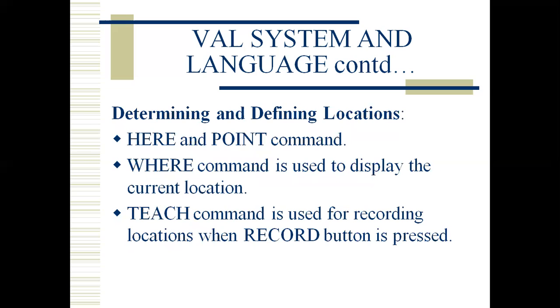So determining and defining locations specifies the point command, where the command is used to display the current location and guide the overall actions that are being done as per the given path in a recorded manner.